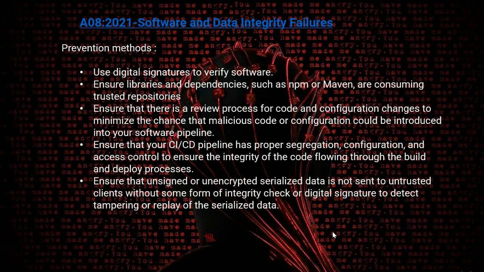And ensure that your CI/CD pipeline has proper segregation, configuration, and access control to ensure the integrity of the code flowing through the build and deploy process. And ensure that unsigned or unencrypted serialized data is not sent to untrusted clients without some form of integrity check or digital signature to detect tampering or replay of serialized data. I think this is one of the important steps that has to be taken care of. It should be in signed and serialized form. So these are the top prevention methods one must follow when it comes to integrity checks.